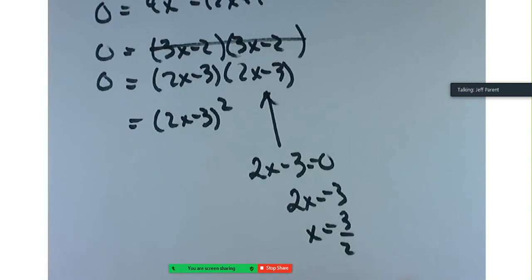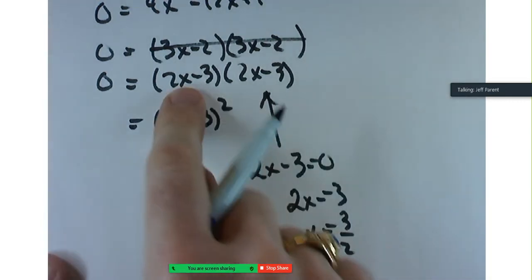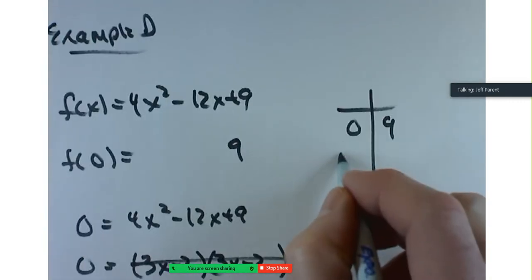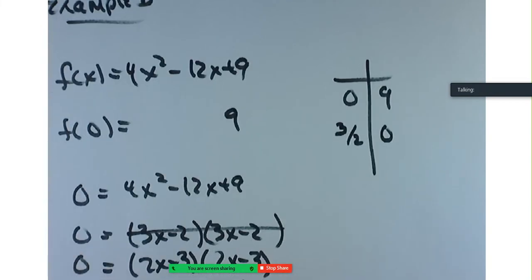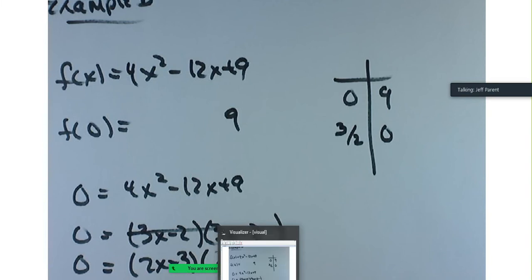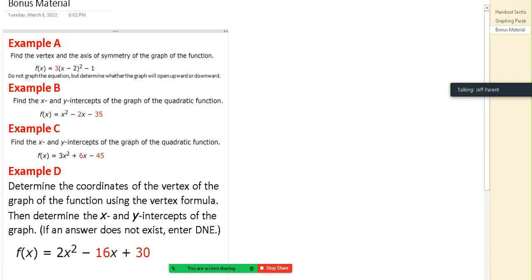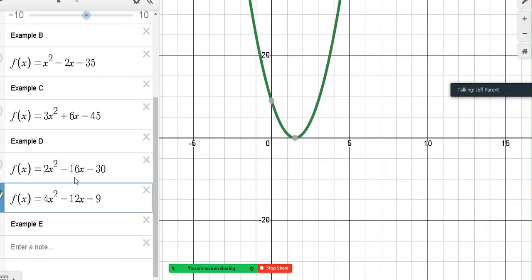Now that 3 halves is going to do a lot for us. It's going to be the x-intercept, because when I put that in, I get y equals 0. So 3 halves and 0. But it also has another extra special function, and that is it's the vertex. If you look at the graph, it's the vertex right there. And you don't have to rely on Desmos for all this stuff.